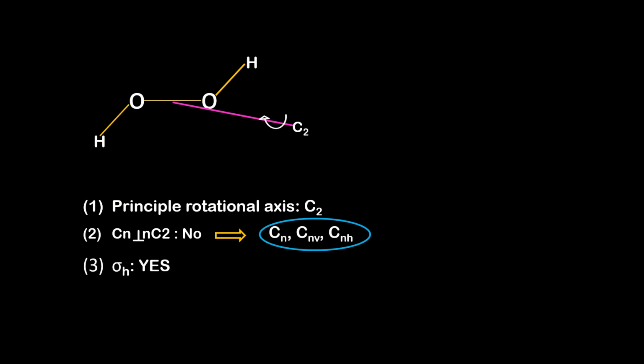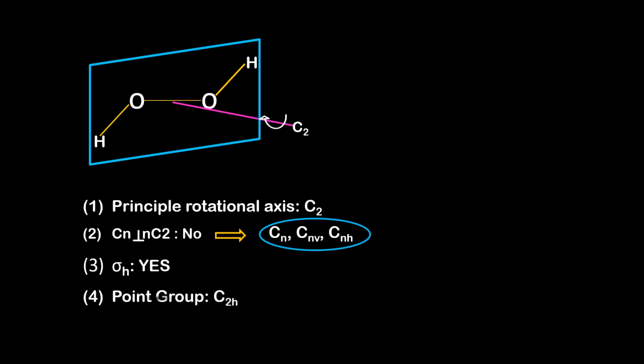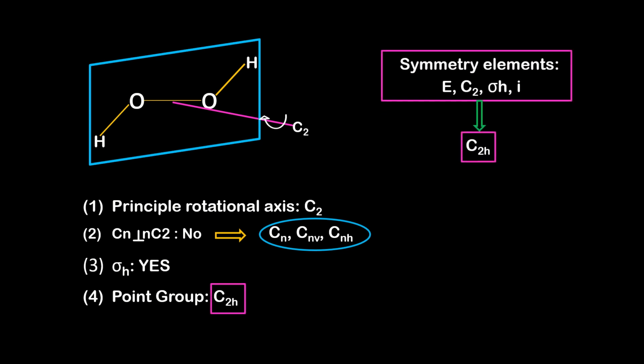Third, is there any sigma H? Yes. Here we can see that one sigma H is present in the trans H2O2 molecule. So the point group will be C2H. Here are the symmetry elements for the trans H2O2 molecule. Here there is one center of symmetry, i element, present in the trans H2O2 molecule.